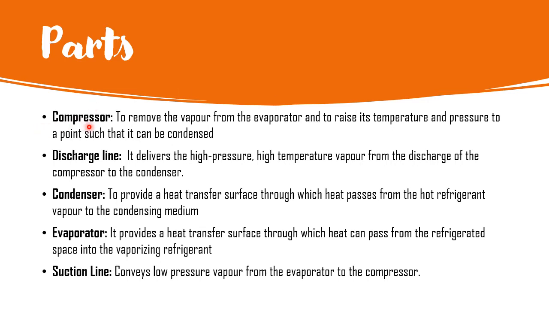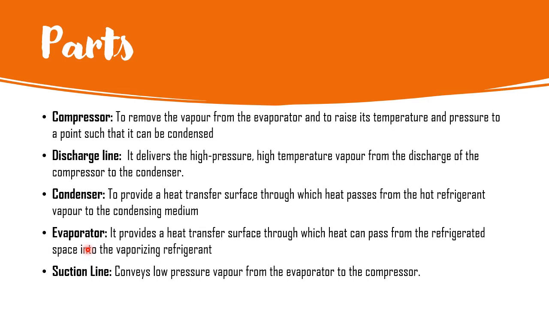The first one is the compressor. The compressor is used to increase the temperature and pressure. If low temperature, low pressure vapor is given to the compressor, the output will be high pressure and high temperature vapor. That is the role of the compressor. Next, the discharge line. The discharge line is used to deliver the high pressure, high temperature vapor from the compressor to the condenser. The next one is the condenser. The condenser converts the refrigerant vapor into liquid by means of the condensing medium.